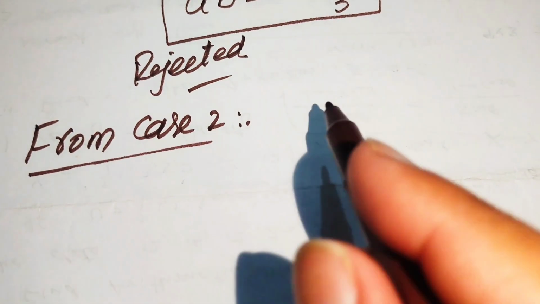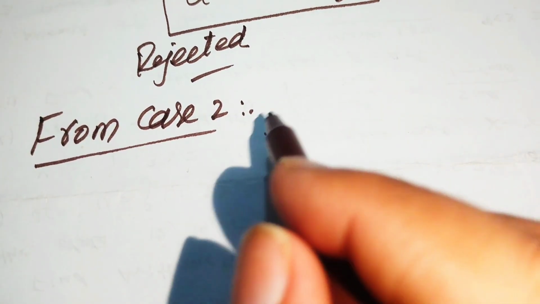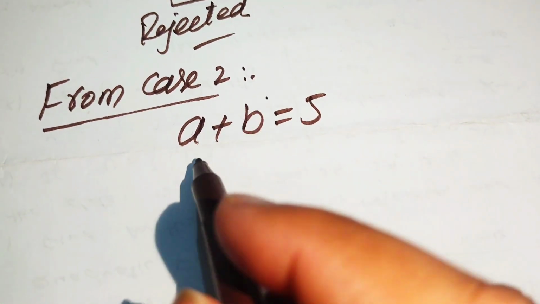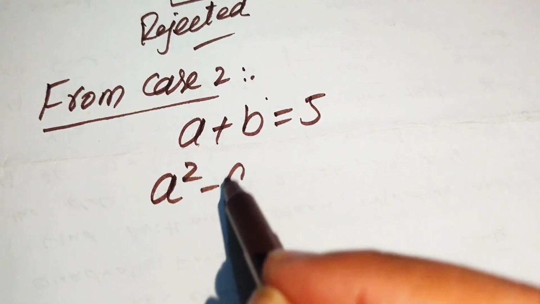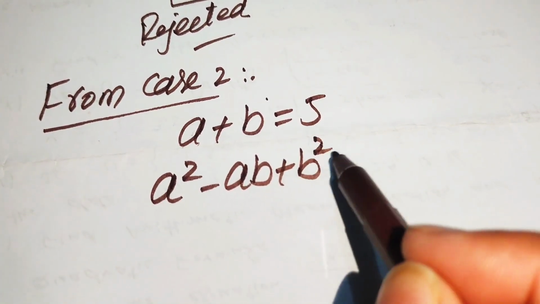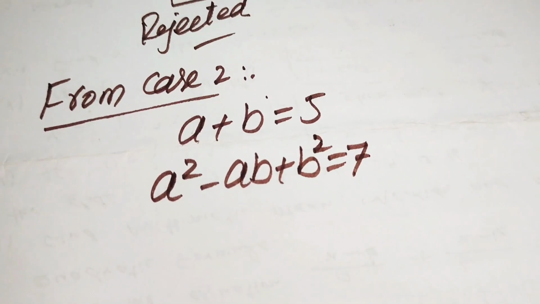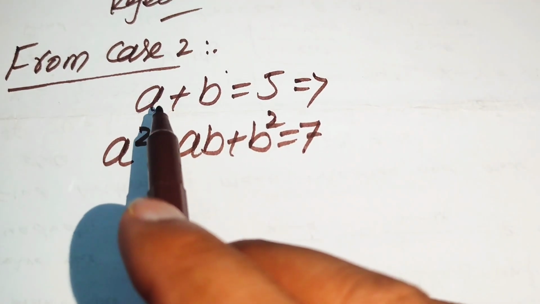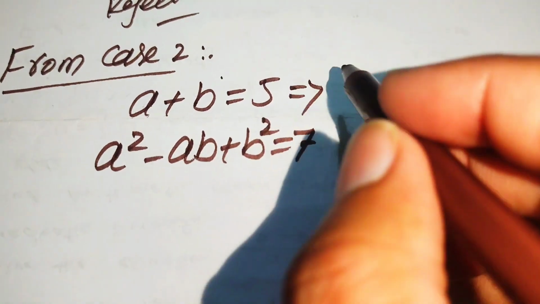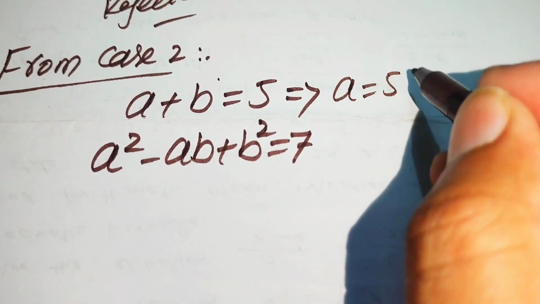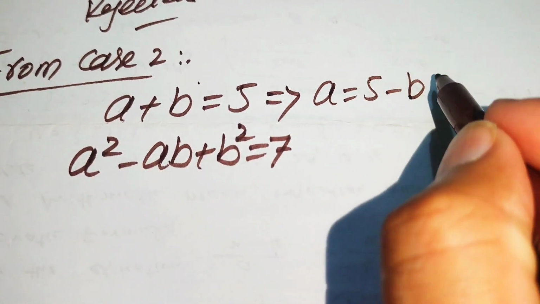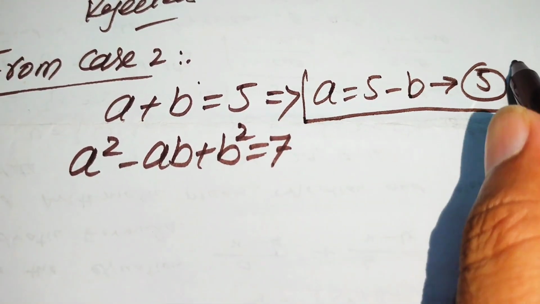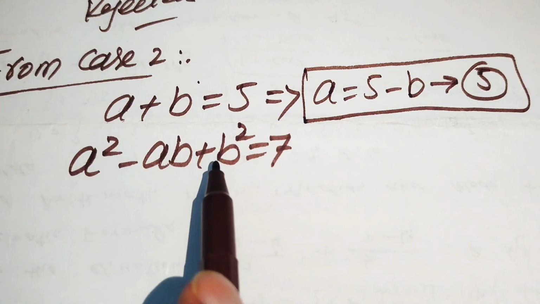In the second case we have a plus b equals 5, and the second equation is a square minus ab plus b square equals 7. First we focus on the first equation, and we move b to the right hand side, and we have a equals 5 minus b, and we call this equation number 5.